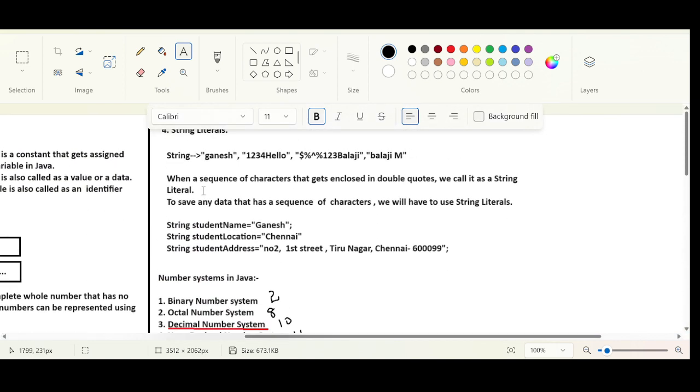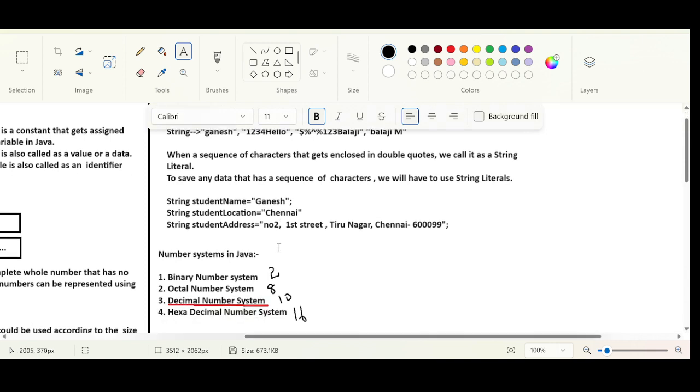And the last literal is the string literal. Any sequence of characters that you come across, if you want to represent any sequence of characters, you can use a string literal. For example, your name, your address, your location. Any sequence of characters that you need to represent in the form of data, you can go for string literals. These are very basic examples to represent string literals.